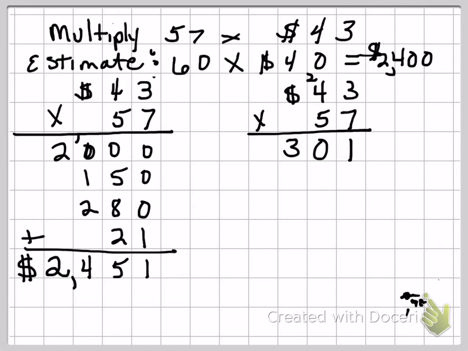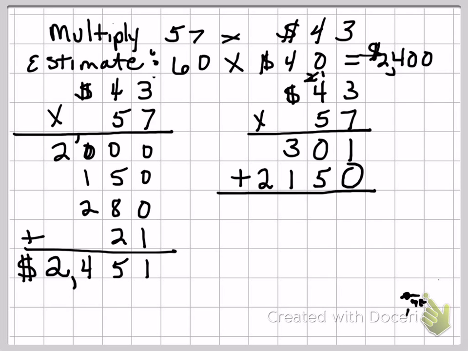Now I'm going to multiply 50 times 43. Because it's 50, I know there's a 0 in the ones place. I'm just going to put that right there. So I'm going to multiply 5 times 43. 5 times 3 is 15. I'm going to put down the 5 and carry that 1. Please notice where I'm carrying over. 5 times 4 is 20 plus 1 is 21. Let's go ahead and add those two partial products.